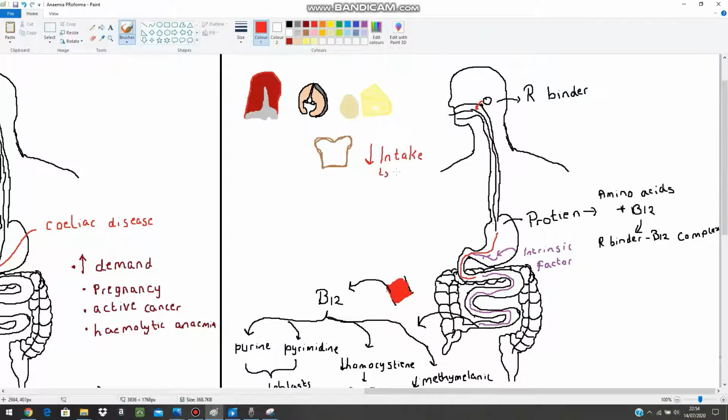Okay, so what mechanisms might we have into reducing why we have less B12 in our body?